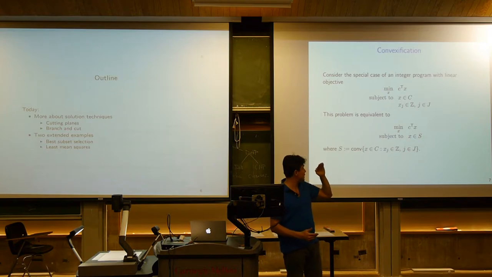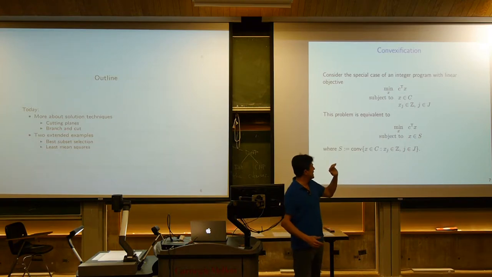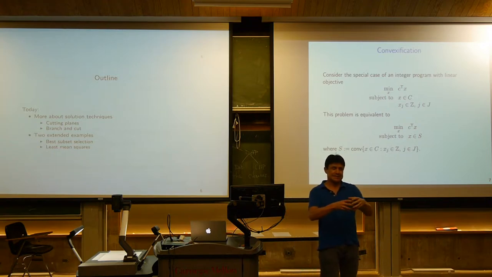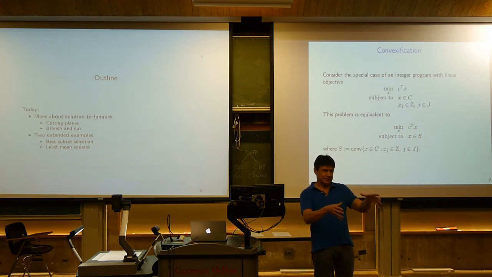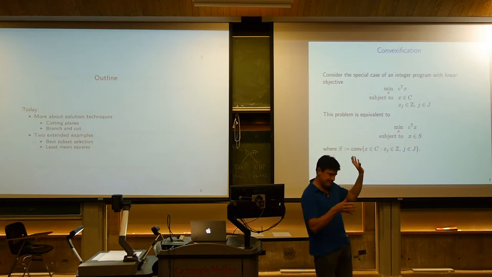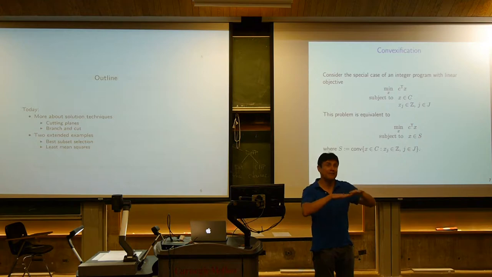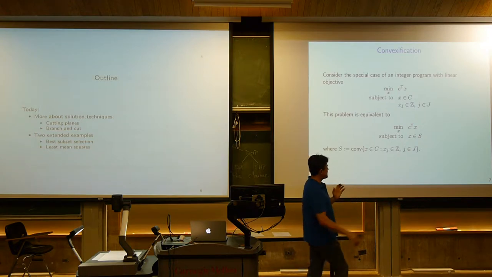Because the objective function is linear, it is the same to optimize over the complicated feasible set of the integer program as it is to optimize over the convex hull. Okay? It's just a consequence of linearity. So it's a very simple verification.